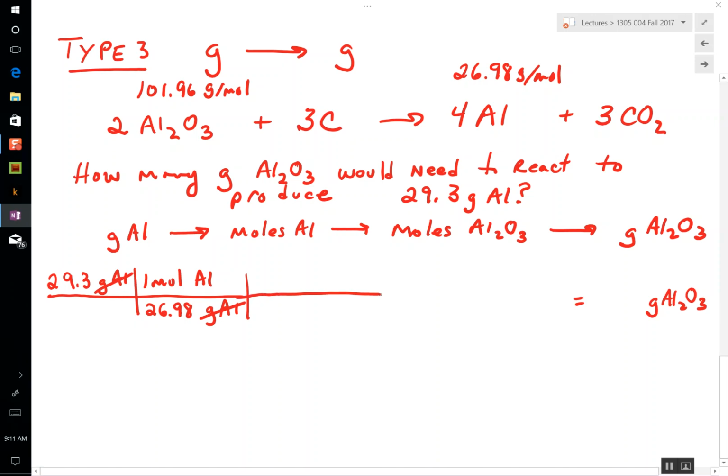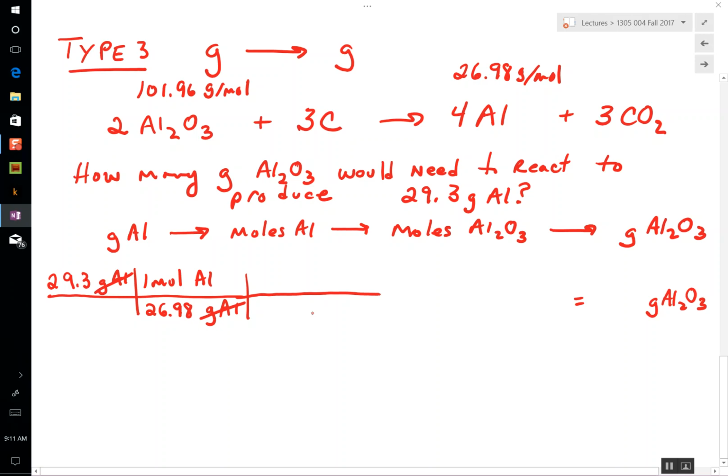So now I have moles of aluminum. Now how do I convert from moles of aluminum to moles of aluminum oxide? A requirement for this is a balanced chemical equation. Equation has to be balanced. Can't do these calculations without first correctly balancing the equation.